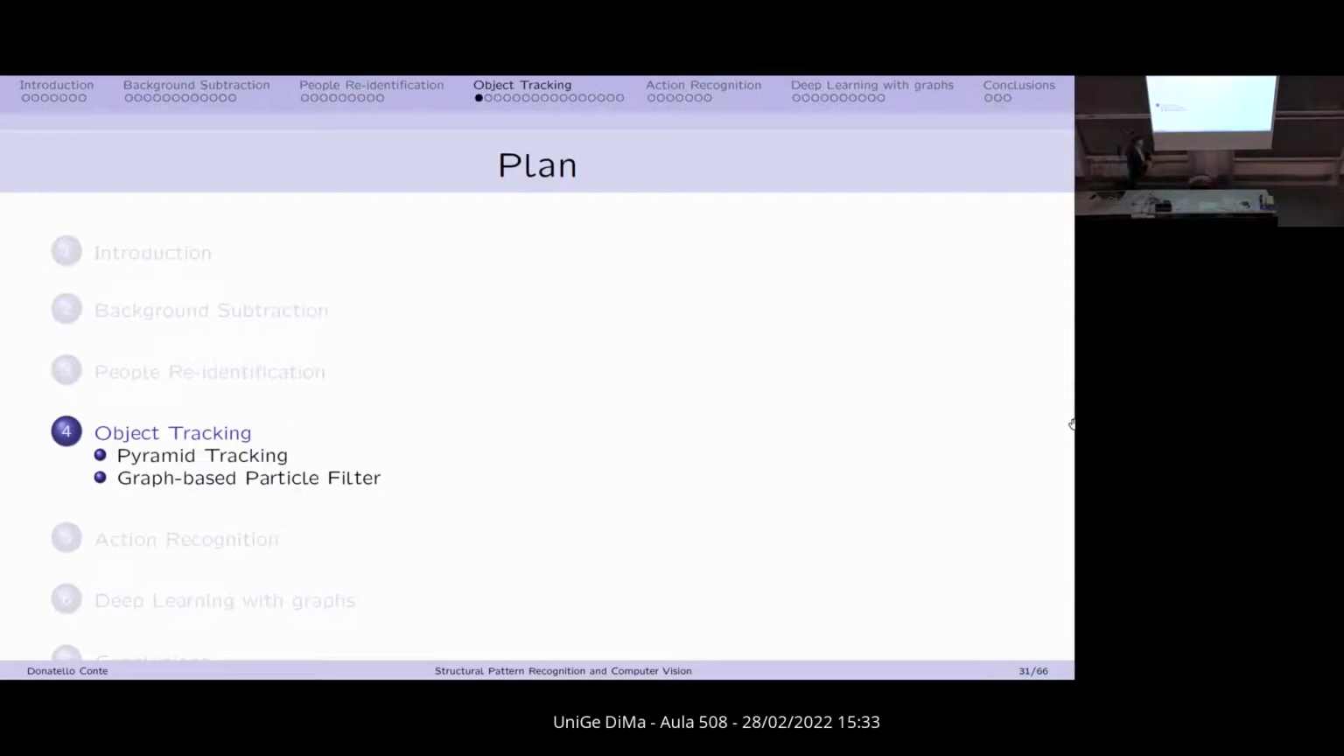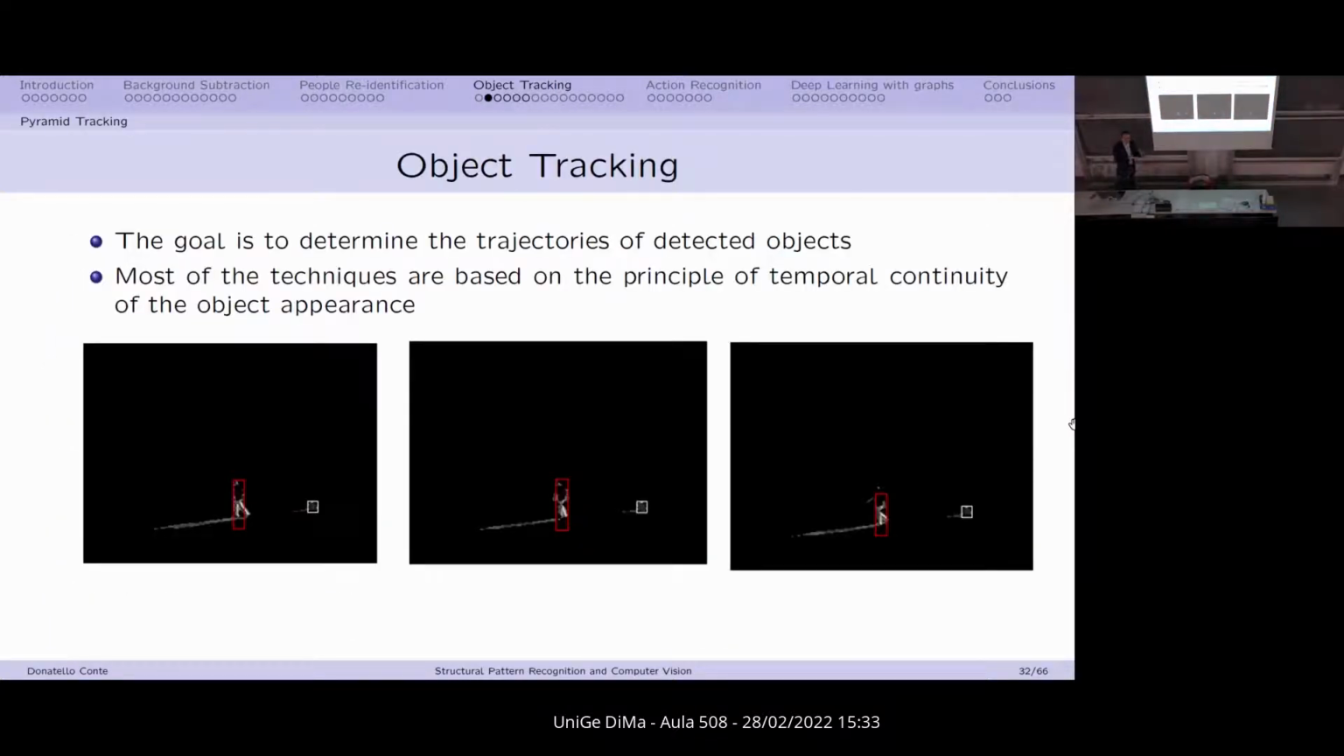So now, an example of using graphs in some computer vision problem. Object tracking is a well-known problem in which we have a video. We want to detect objects, but also follow their trajectories. So in addition to detecting the object in each frame, the problem is to associate the same object between frames, and we give the same label to the same object over time.